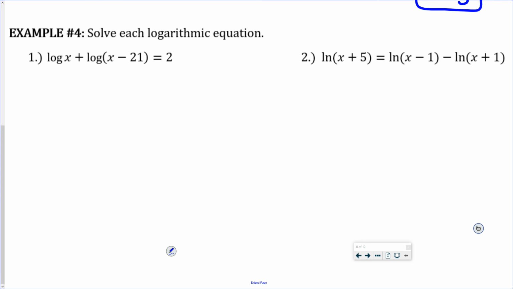So using our log properties, just like with the power ones, we're going to condense these logs into 1. And what operation would I do? Multiplication. Good. Yep.